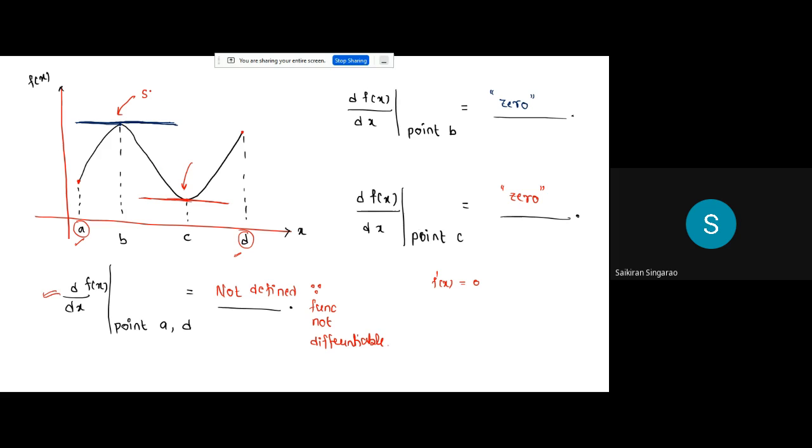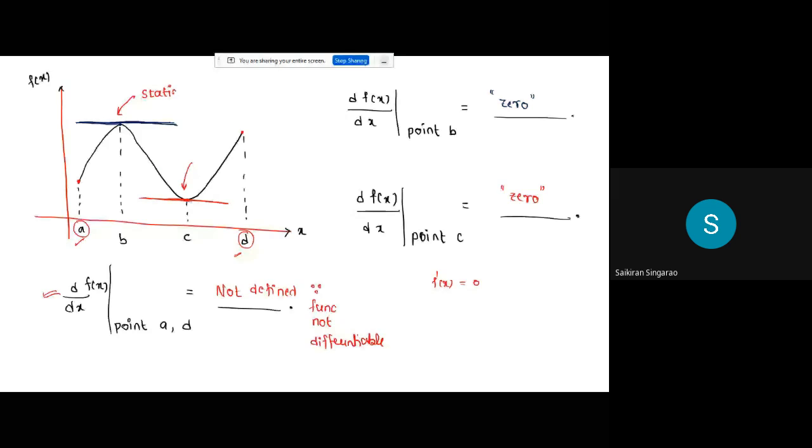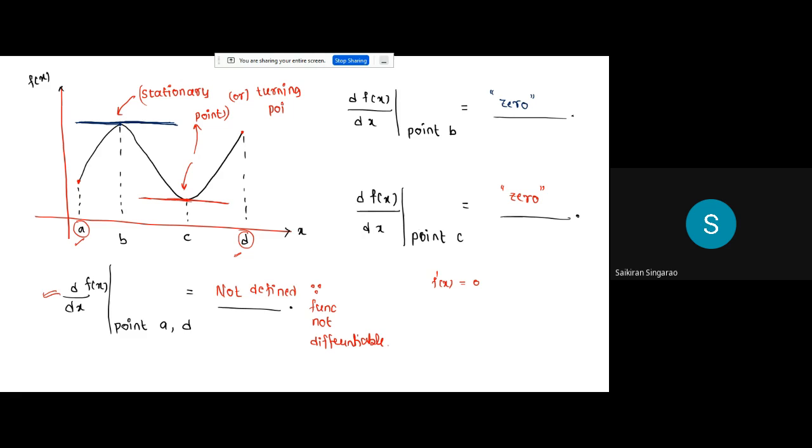What are these called? These are called stationary points, or turning points. Stationary because the slope is zero, so that's why they are called stationary points. Turning point because the slope changes from positive to negative or negative to positive here. I'll tell you what a positive slope and negative slope is.